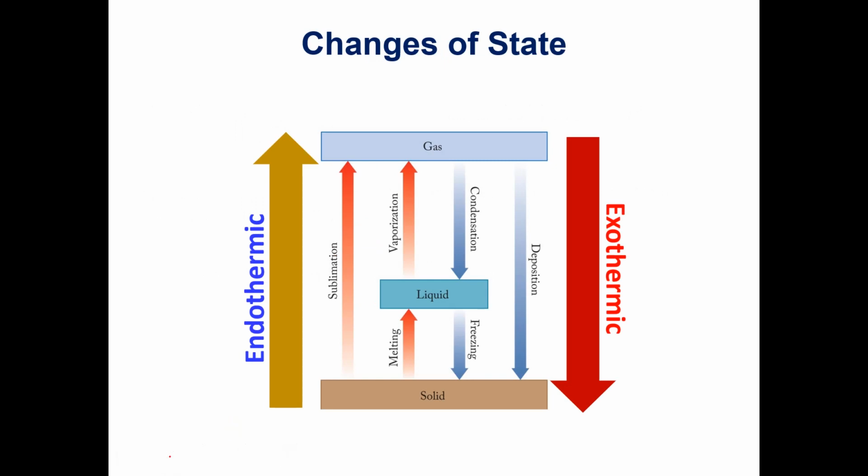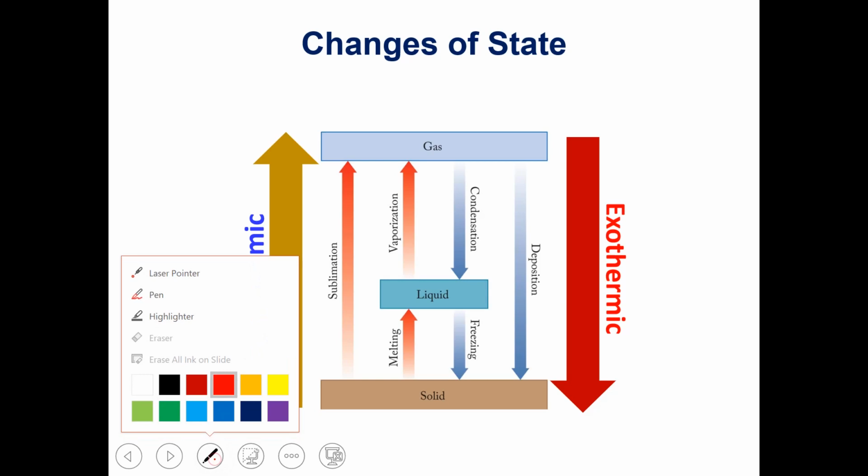So we have to put energy in for a change of state to occur. Back in chapter 1, we talked about what the changes of state are called. If we're going from a solid to a liquid, or a liquid to a gas, or from a solid directly to a gas, we have to put energy in. So those changes are endothermic.